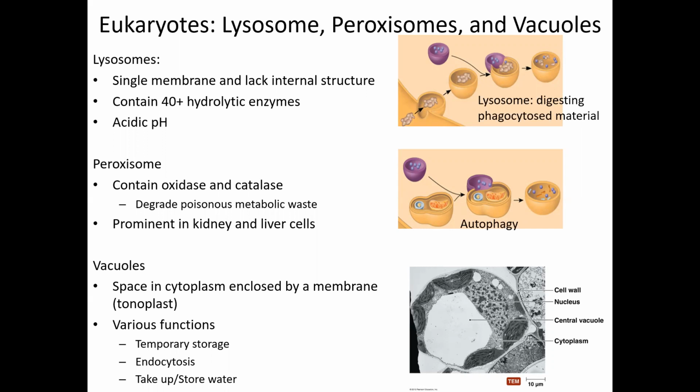All right, last organelle for this video are vacuoles. Vacuoles are really just storage compartments. They store things that the cell needs, like food or water or whatever it may be. So really they're pretty straightforward. They're just little storage containers.